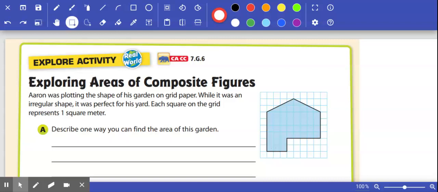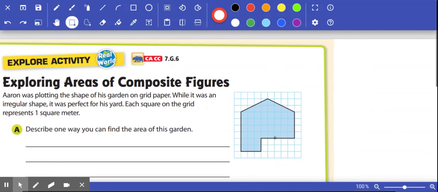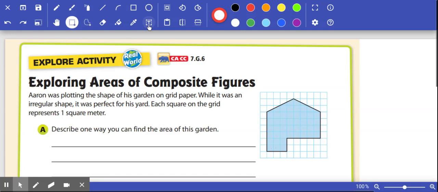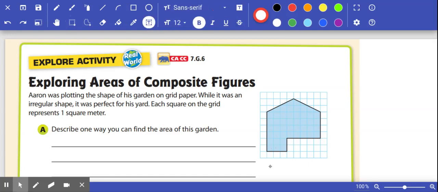Okay, this is Math 7, and this is lesson 9-3. All right, so we're looking at composite figures. So Aaron was plotting his garden on graph paper, and this is what he ended up with. So to start, we need to remind ourselves how he wants to find the area. Each of these squares is representing 1 square meter.